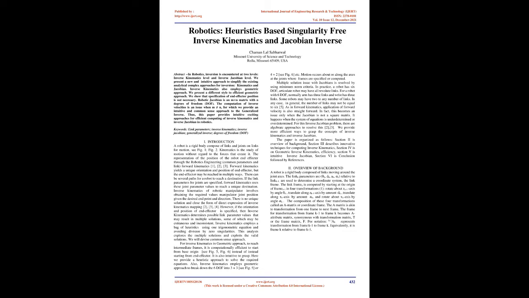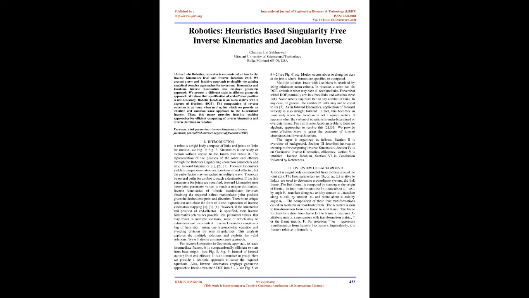The robotic Jacobian is an m times n matrix with n degrees of freedom, DOF. The computation of inverse velocities is an issue when m is not equal to n, for which we provide an intuitive and common sense approach to the generalized inverse. Thus, this paper provides intuitive, exciting approaches for efficient computing of inverse kinematics and inverse Jacobian in robotics. Keywords: link parameters, inverse kinematics, inverse Jacobian, generalized inverse, degrees of freedom, DOF.